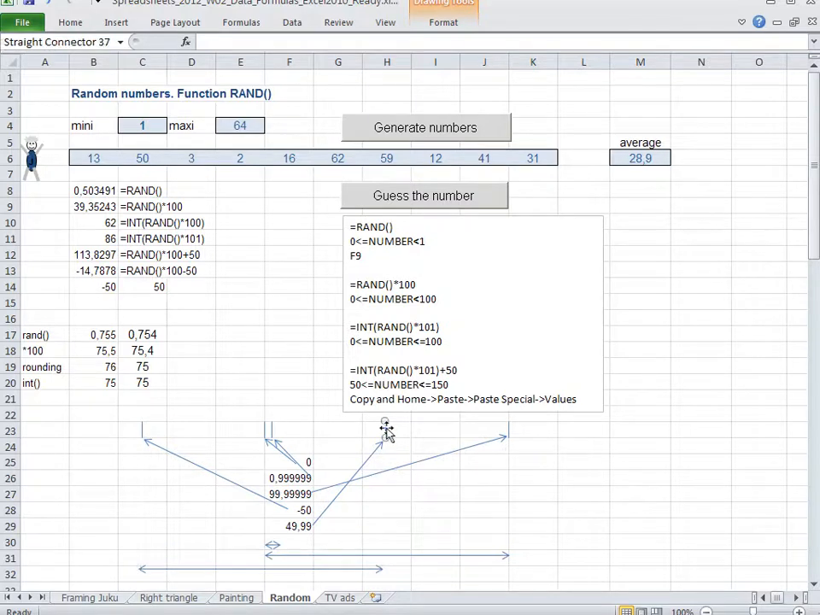So the number used to be between 0 and 100. We subtracted 50 from it, and now the number is between minus 50 and plus 50. So the smallest number was 0, we subtracted 50 and we get minus 50. The biggest number was 100, we subtracted 50, getting plus 50. So the number is between plus and minus 50. This way we can create any number using our system.